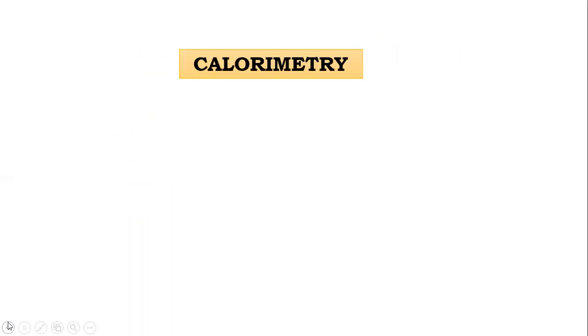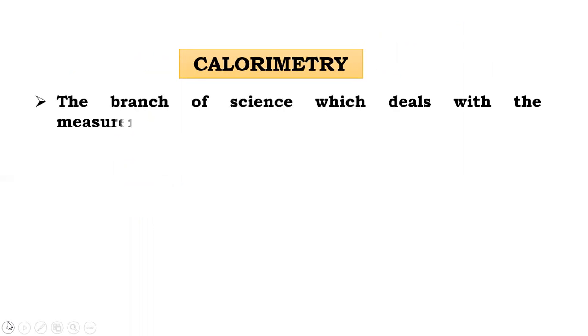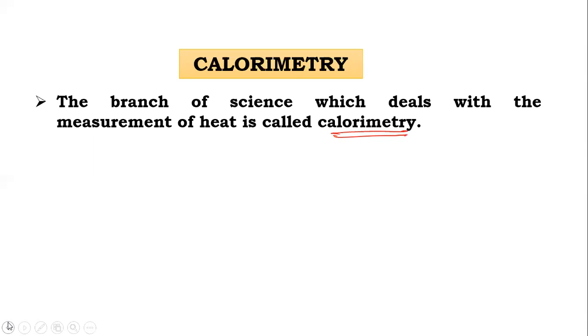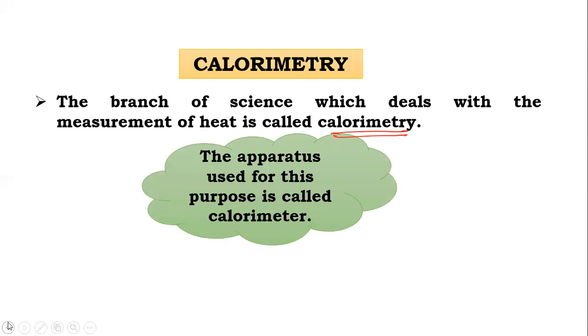Now the next article is calorimetry. Now what is calorimetry? The branch of science which deals with the measurement of heat is called calorimetry. So where we measure the heat, that branch is calorimetry. And the apparatus we use for that is the calorimeter. In 10th standard also you already learned the concept related to this, as well as solved problems related to calorimetry.